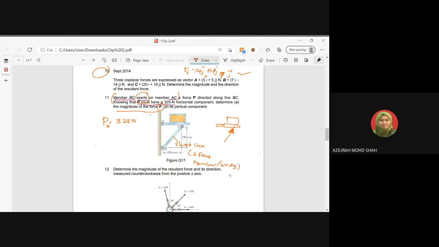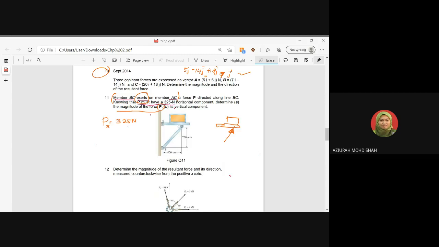Tapi saya prefer to use two force member sebab dia is a member lah. Okay, nanti you akan jumpa. So sekarang ni kita baru kenal je dulu. Oh, this is a short link, two force member. Okay, untuk short link ini, dia boleh dalam ini kita kata macam ni lah.